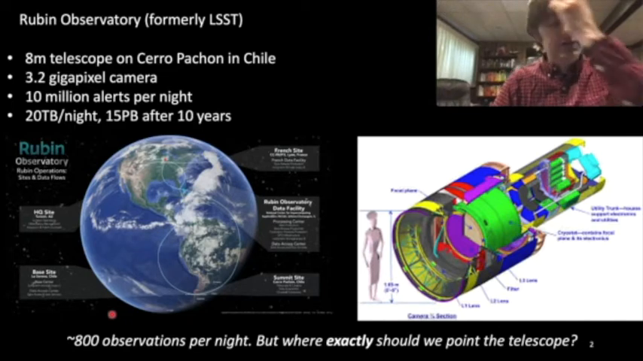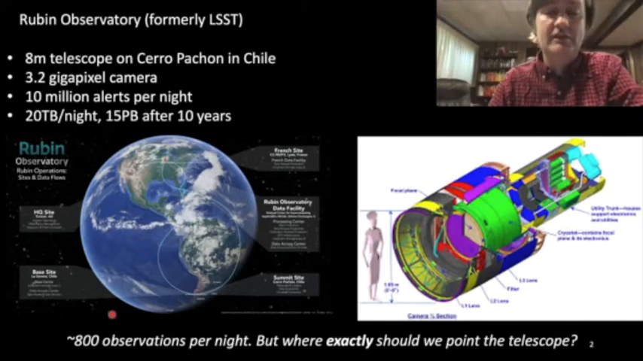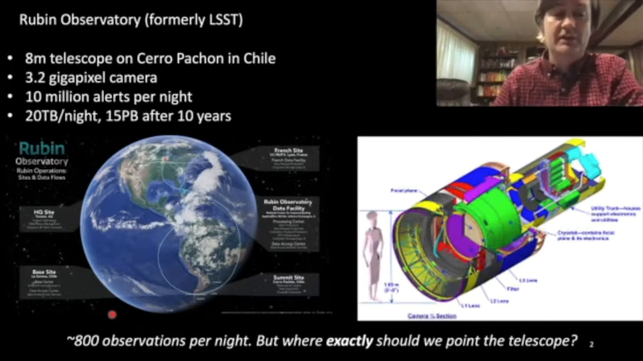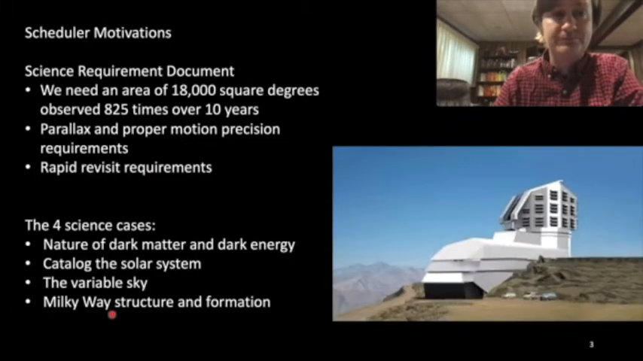And so the question I'm trying to address is, where exactly should we point the telescope? Because obviously if we take a lot of images, we'll generate a lot of alerts, but we want to maximize the science that we get out of this telescope and camera.